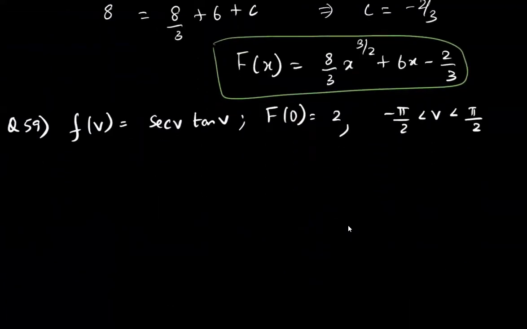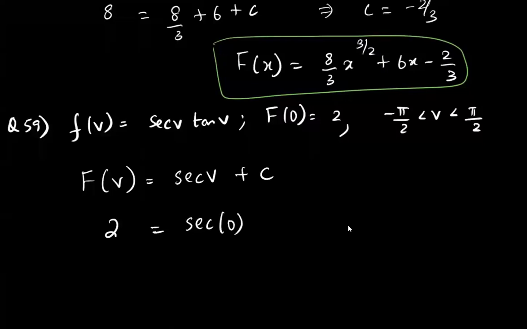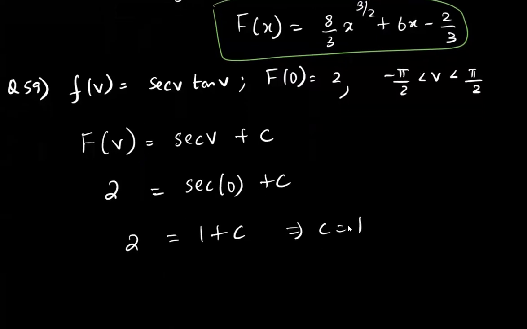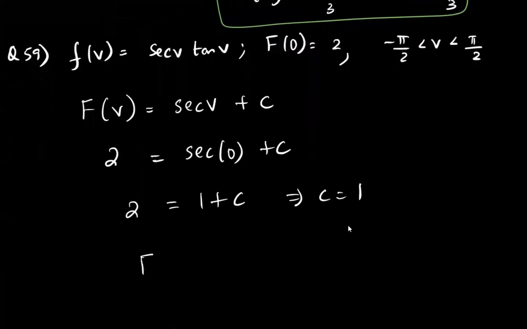So do the same thing here. My antiderivative will be secant b plus c, right? Now apply this. 0 comma 2 is the point given to you. So 2 is equal to secant 0 plus c. Secant 0 is 1. So which means c is 1. So then I will write my particular antiderivative as secant b plus 1.